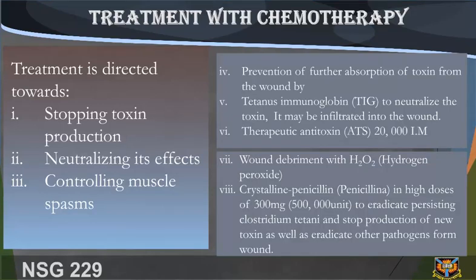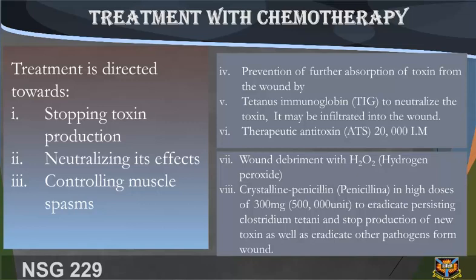Treatment with chemotherapy. Treatment is directed towards 1. Stopping toxin production. 2. Neutralizing its effects. 3. Controlling muscle spasms. 4. Prevention of further absorption of toxin from the wound by 5. Tetanus immunoglobulin (TIG) to neutralize the toxin. It may be infiltrated into the wound.